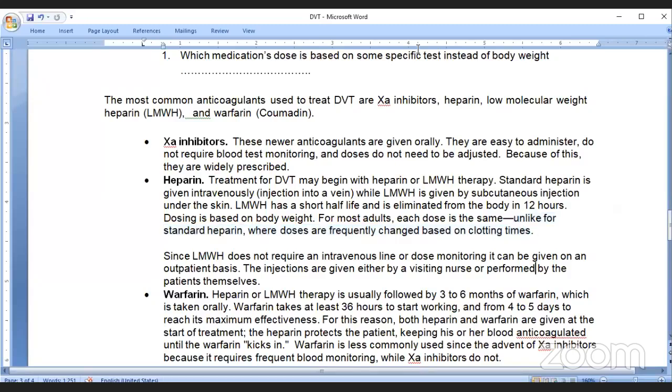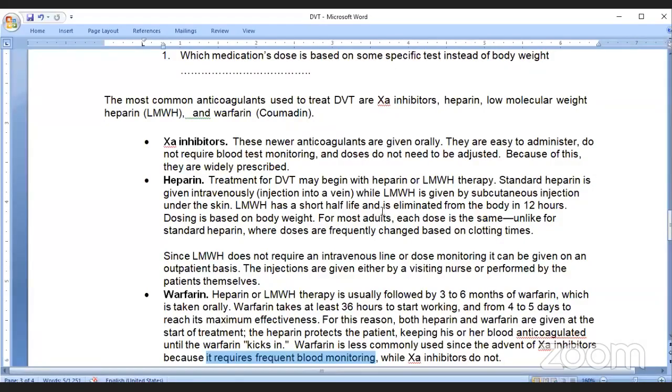Okay, so you have given the answer warfarin. It could be. Warfarin is less commonly used since the advent of 10A inhibitors because it requires frequent blood monitoring. It is mentioned that it requires frequent blood monitoring, but is anything mentioned about changing the dose? Medication dose is based on a specific test instead of body weight.